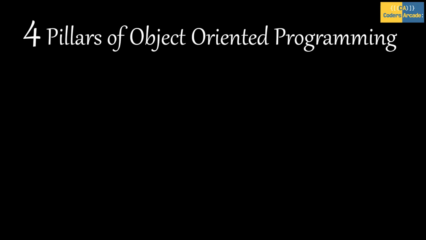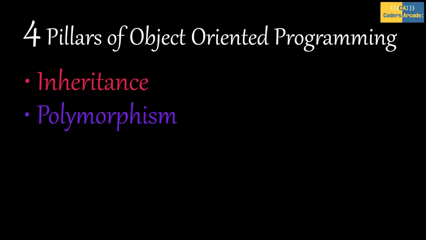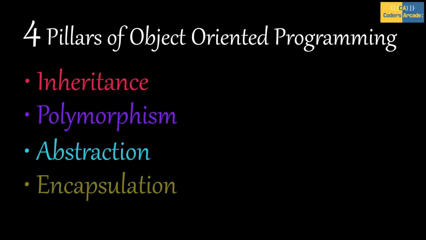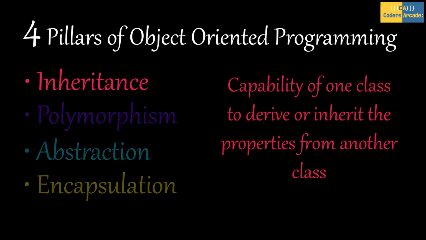So, now in object oriented programming in Python, we have four pillars, namely inheritance, polymorphism, abstraction, and encapsulation. So let us see them one by one. If I talk about inheritance, inheritance is the capability of a class to derive or inherit the properties from another class. That means a class can inherit some others' properties, methods, and all.